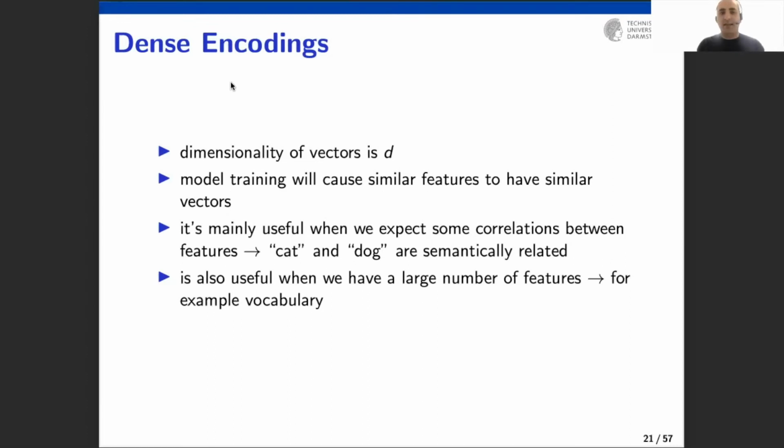Dense encoding is also useful when we have a large number of features, like vocabulary in the language, right? Because when we have a large number of features, feature values or categories, using one hot vector means that you are going to use a very, very large vector, while most of the elements of this vector are 0, right? So instead of using one hot vector for features that have a lot of categories, you can use dense encodings.